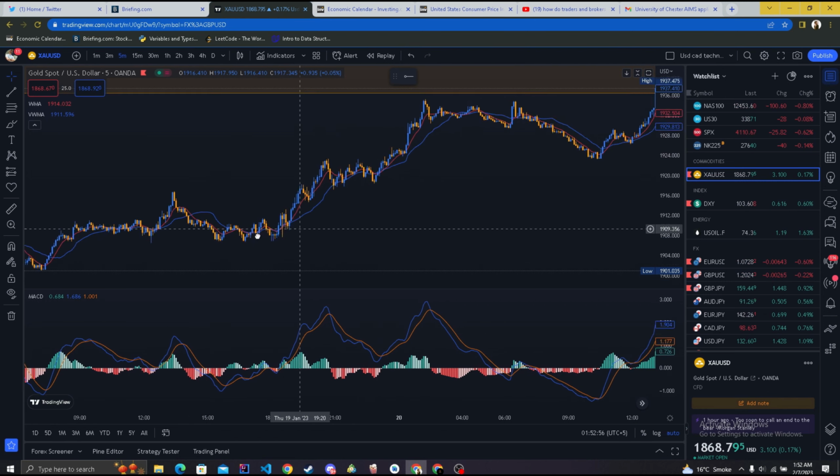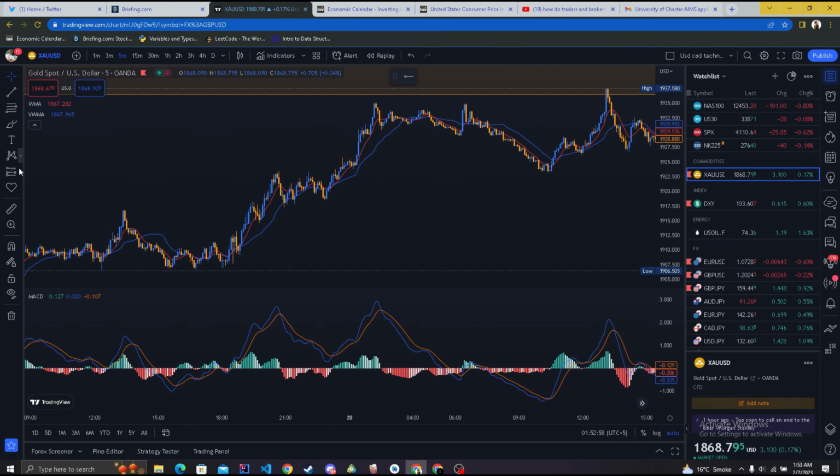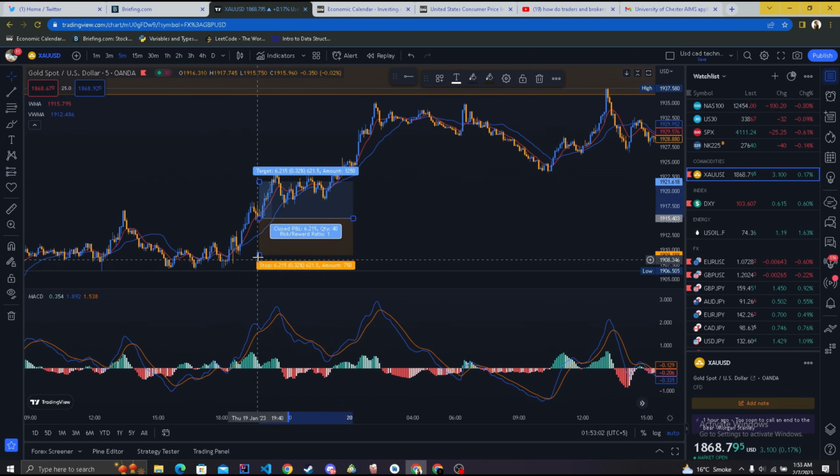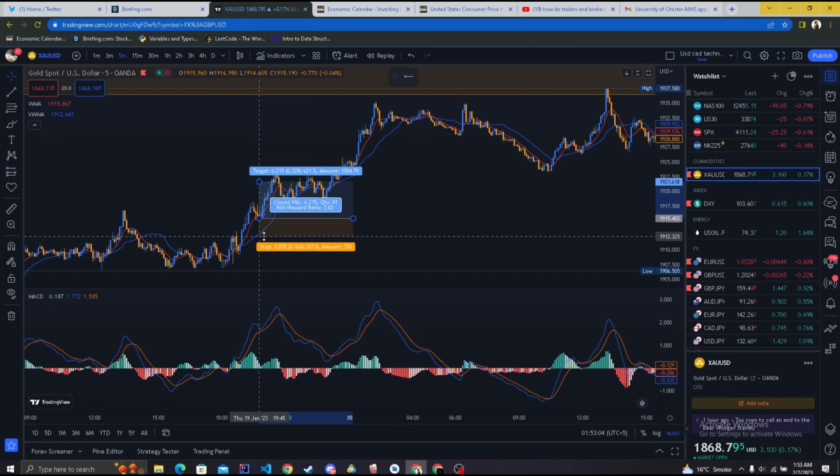Now you can take your position and set your stop loss right below the blue moving average, which is the volume weighted moving average, and you can keep your risk reward at 1:2 or 1:3.